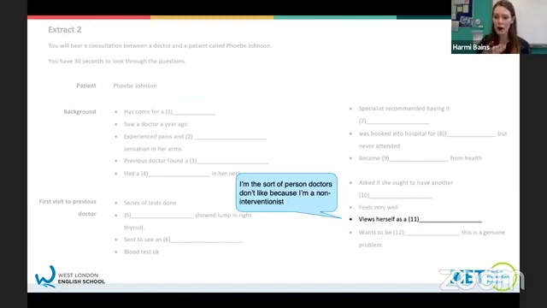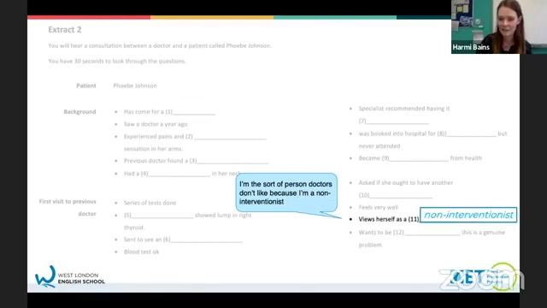Some people have a cough and they immediately go to the doctor. Other people say, it's just a cough, I won't do anything. So that's a new word to learn, non-interventionist. Okay, write it down. All right, let's have a look at the last one.